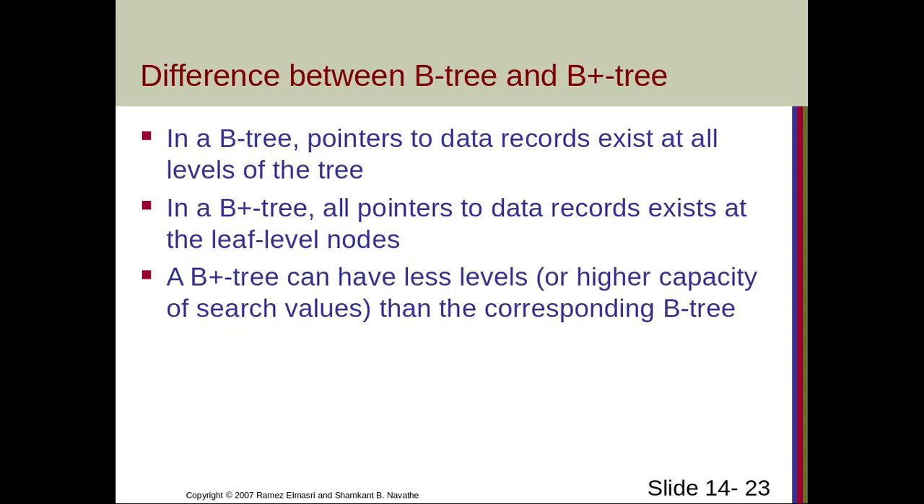Then the difference between B tree and B plus tree. In a B tree, pointers to data records exist at all levels of the tree. In a B plus tree, all pointers to data records exist at the leaf nodes. That means in a B tree, data is stored in every node, whether it is in the first level, second level or third level. But in a B plus tree, only indexes are stored in the base levels, and the actual data is stored in the leaf nodes only. A B plus tree can have fewer levels compared to a B tree. Okay.